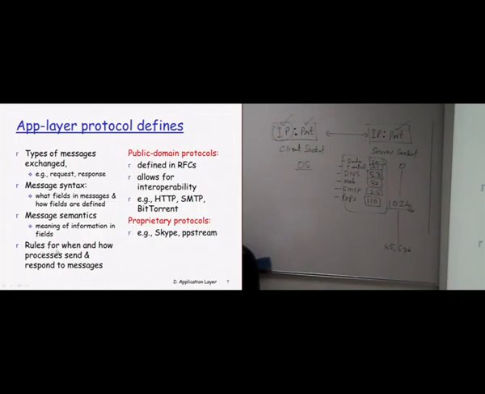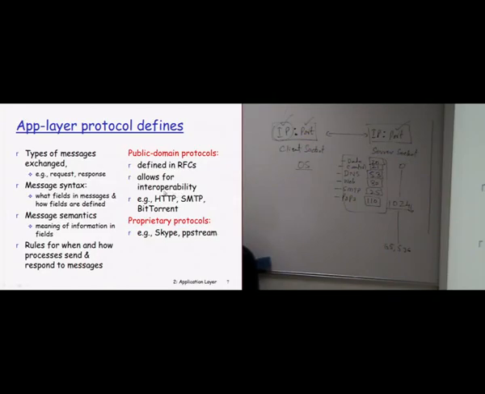In the public domain, the protocols which are used are defined in the Request for Comments, okay, and once they are selected and become the standards, they are allowed to be used over the internet, and definitely the machines which will be using those protocols will be allowed interoperability between them.